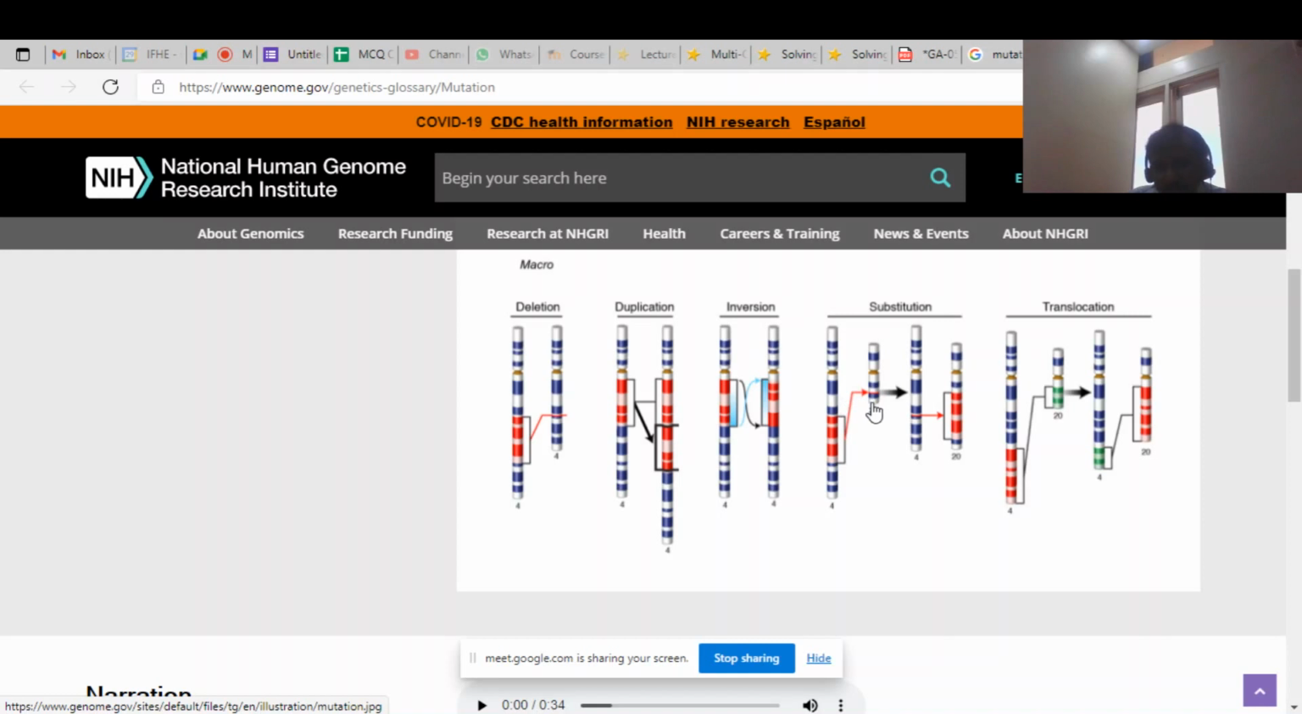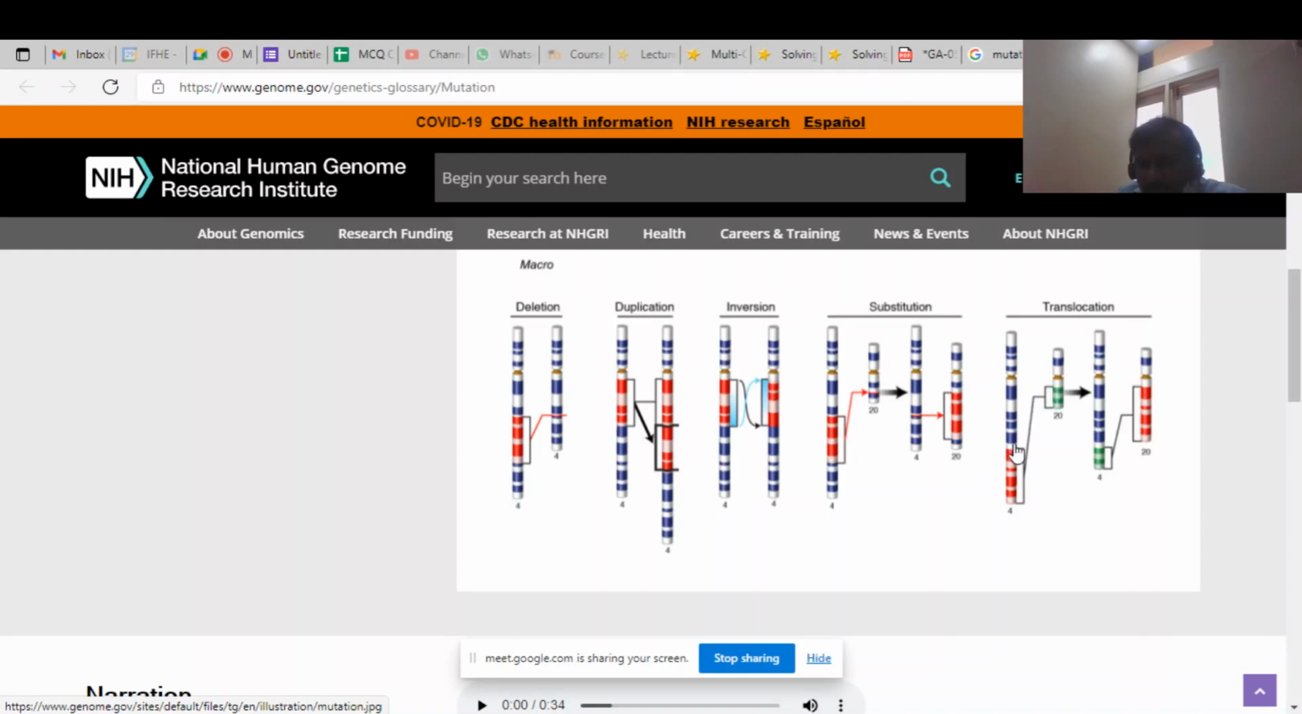Similarly, if you see, this is substitution. This is one chromosome, and this is another chromosome. Here, this part is moved from this chromosome to there. If you consider this as chromosome A and this as chromosome B, this red part from A got deleted and it is moved to the B chromosome. So that is called a substitution.